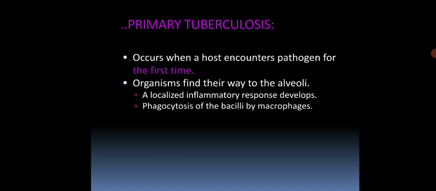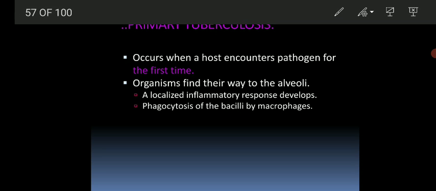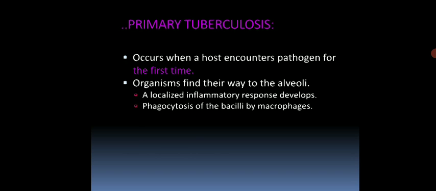It occurs when the host encounters the pathogen for the first time. In primary tuberculosis, the organism finds its way into the alveoli, a localized inflammatory response develops, and phagocytosis of the bacilli occurs by macrophages. So these are the primary tuberculosis details.